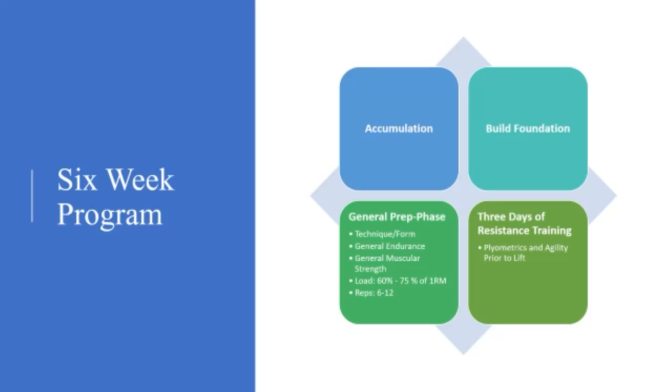We're going to go ahead with general endurance, general muscular strength. The load for these lifts will be about 60% to 75% of Natalie's 1 RM. And then those repetitions are going to be anywhere from 6 to 12 reps. We're going to do 3 days of resistance training. We'll have some plyometrics and agility prior to the lift.